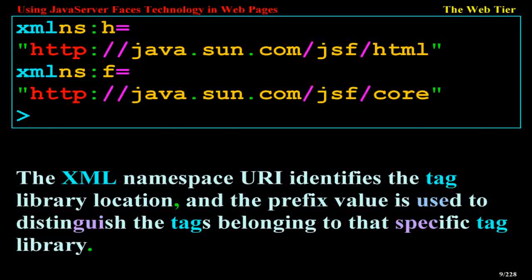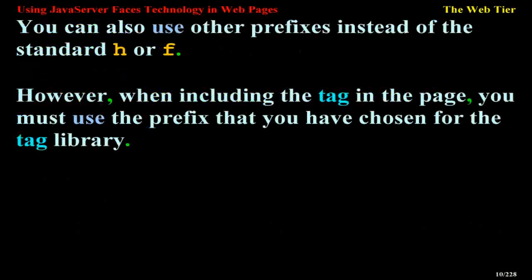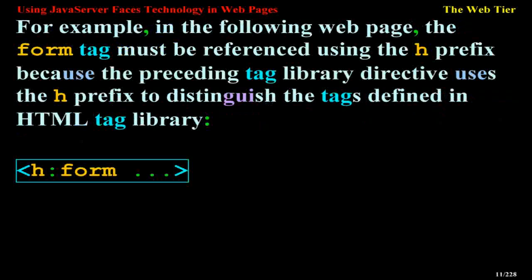The XML namespace URI identifies the tag library location, and the prefix value is used to distinguish the tags belonging to that specific tag library. You can also use other prefixes instead of the standard h or f. However, when including the tag in a page, you must use the prefix that you have chosen for the tag library. For example, in the following web page, the form tag must be referenced using the h prefix because the preceding tag library directive uses the h prefix to distinguish the tags defined in the HTML tag library.